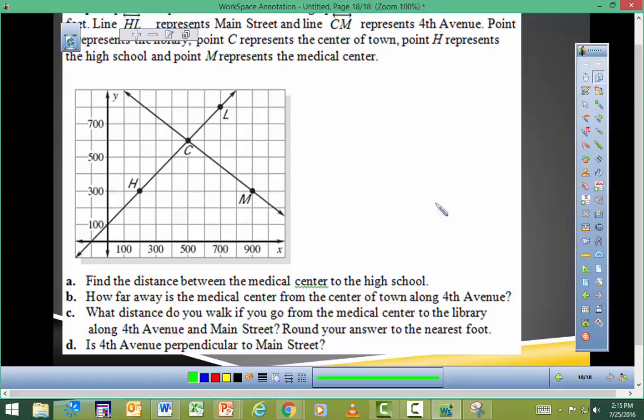Click on my pen here. So the medical center, which is right here, to the high school right here. Well, this is a horizontal distance, so we're just looking for this distance here. And we can just count off the distance using this length on the grid that we have. Now this is just a straight horizontal distance.